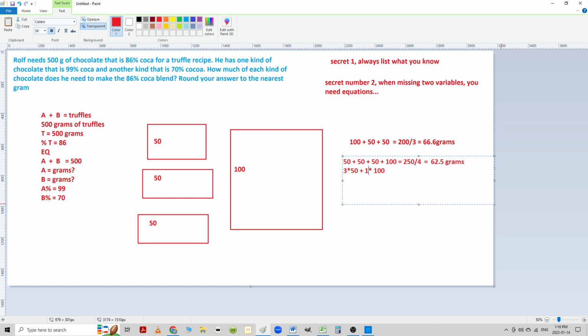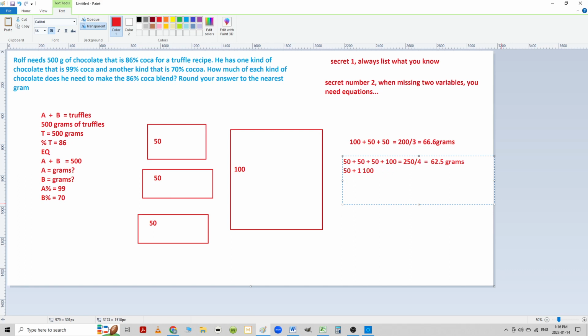So I essentially weighted it. If I look at 3 boxes plus 1 box, they equal 4 boxes. 3 essentially out of 4 represents 75%. So 75% of my boxes are 50 grams, and the 1 represents 25%. That's another way of saying it. It's really just changing it to percentages instead of how many of the actual boxes there are. Either way works.